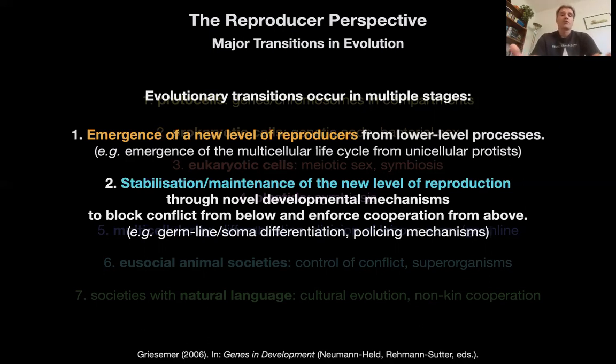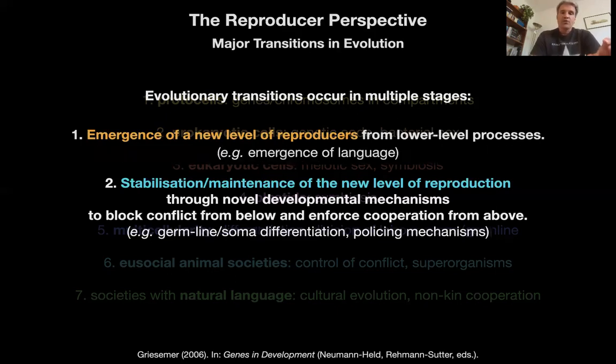So for example, germline-soma differentiation is one of these mechanisms in which the somatic cells are policed not to just reproduce indefinitely on their own. And these policing mechanisms, of course, are exactly what breaks down when you get cancer, which is something we've discussed before. So let's switch. This is it for multicellularity, basically. This is what happened. Okay, but let's now look at the emergence of natural language and cultural evolution.